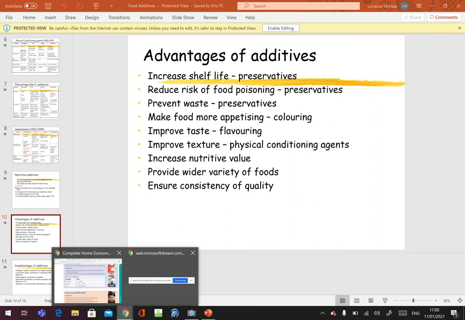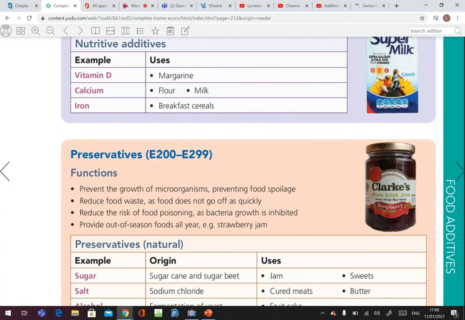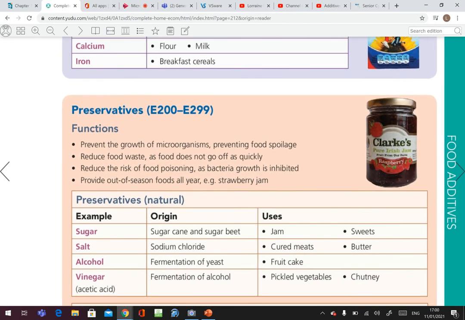Okay, so our next one then is our preservatives. To preserve means to last longer. So there's a picture of jam there. We know jam is 65% sugar, and that's what preserves it. Our E numbers for preservatives are the 200s, so anything from 200 to 299. So if you saw that on an ingredients list, you would know it's a preservative.